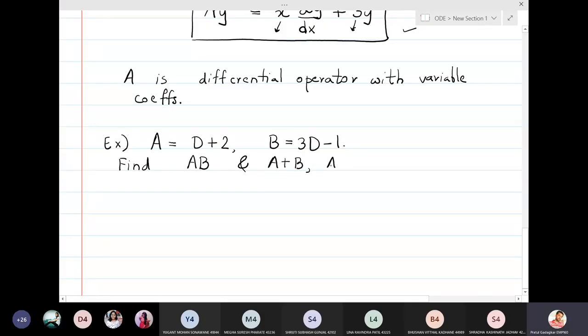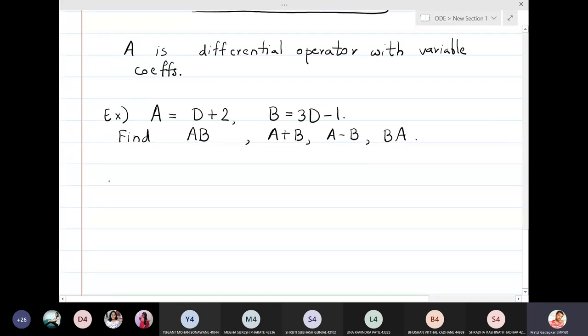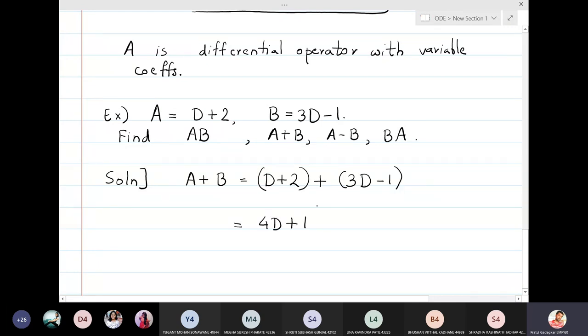Similarly, I can find a minus b. And I'm also going to find ba. Okay, I'm going to find these four things. Now it is clear that a plus b is d plus 2 plus 3d minus 1. So this is easy. I mean, this is just 4d plus 1.